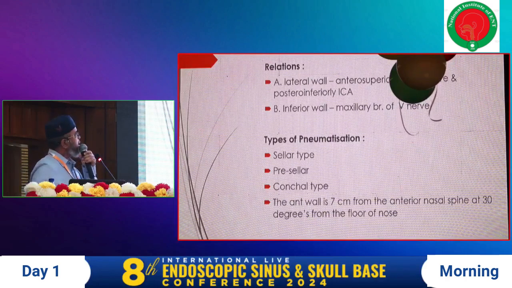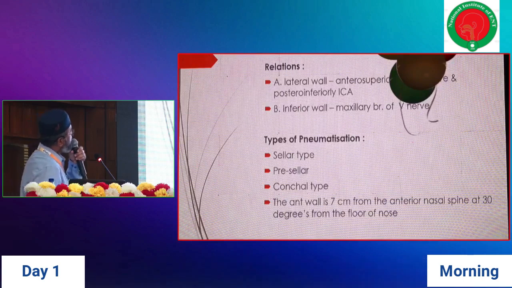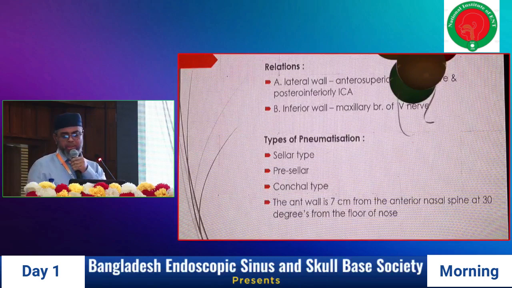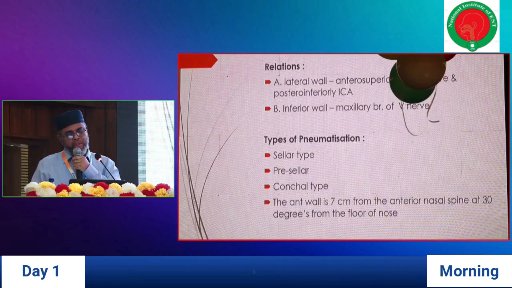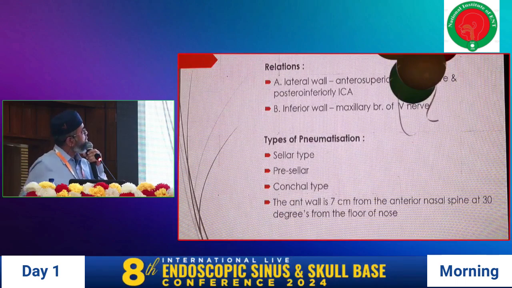Relation of sphenoid sinus: its lateral wall is related anterosuperiorly to the optic nerve, posteroinferiorly to the internal carotid artery, and in between them, the carotico-optic recess. The inferior wall may have the bulging of the maxillary branch of trigeminal nerve.